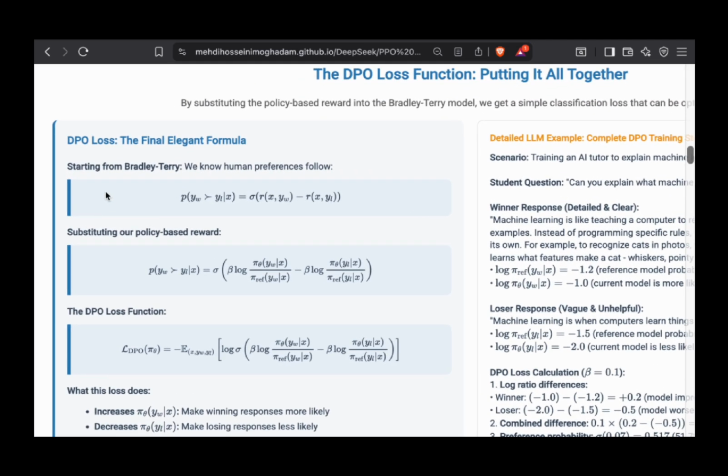So let's quickly go to the DPO loss, the final elegant formula. We have something called the Bradley-Terry equation. It's all about human preference and how human preference happens. So the probability of the winning answer being higher than the losing answer, given a context X or prompt X, the way that we calculate it is a sigmoid of the difference of their reward.